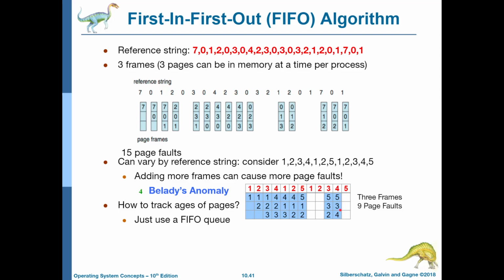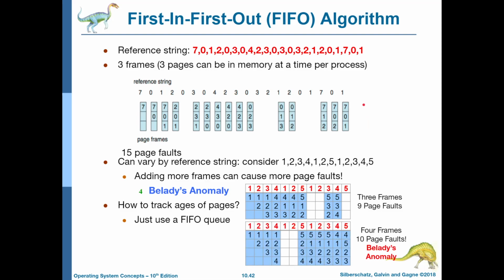So perhaps we can solve this problem by going to 4 frames. Well, if we take a look at the 4 frame solution, we have a page fault at 1, 2, 3, and 4. 1 and 2 do not page fault because they're in memory. But then 5 page faults. Then 1, 2, 3, 4, and 5, all of these are page faults. Increasing the number of frames has increased the number of page faults to 10.